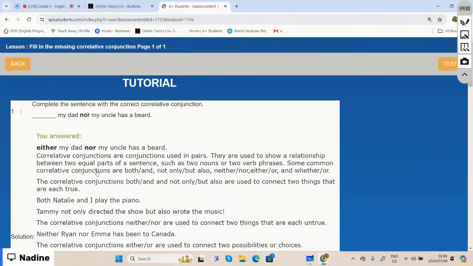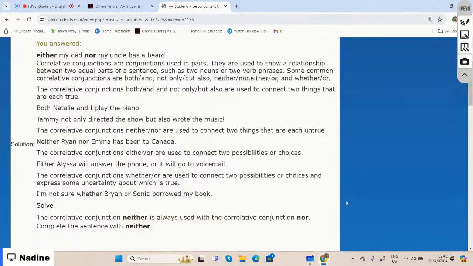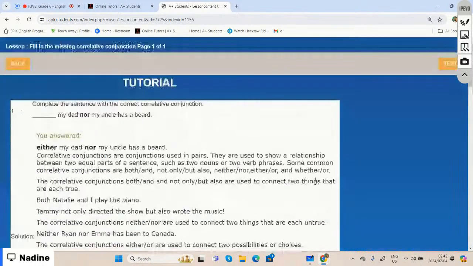All right, so we're going to complete the sentence with the correct correlative conjunction. Do we say either or? Oh, yeah, it says neither my dad nor my uncle has a beard. So this one is going to be neither, not either, but neither, right?